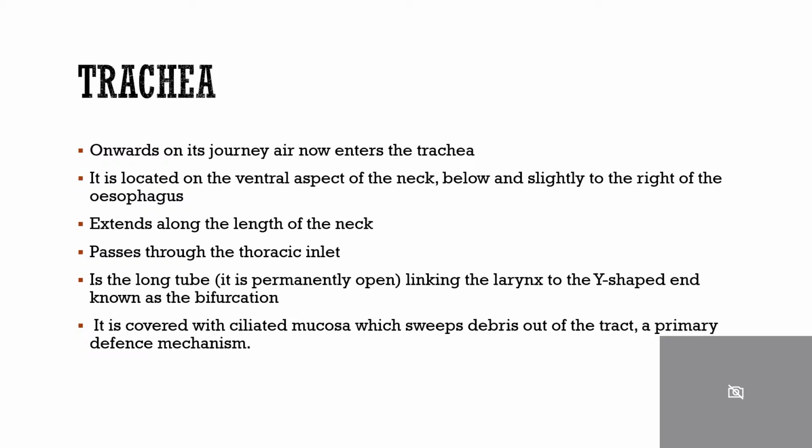The trachea. Onwards on its journey now, air enters the trachea. It is located on the ventral aspect of the neck, below and slightly to the right of the esophagus. It extends along the length of the neck.